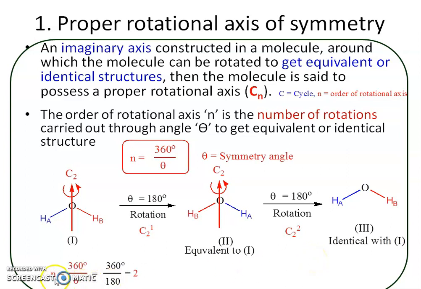Now value of n is equal to 360 by theta. Now theta is 180, so 360 upon 180 is equal to 2, and therefore the rotational axis present in water is a C2. So this is the C2 axis, and along this axis when the molecule is rotated we get an equivalent or identical structure.